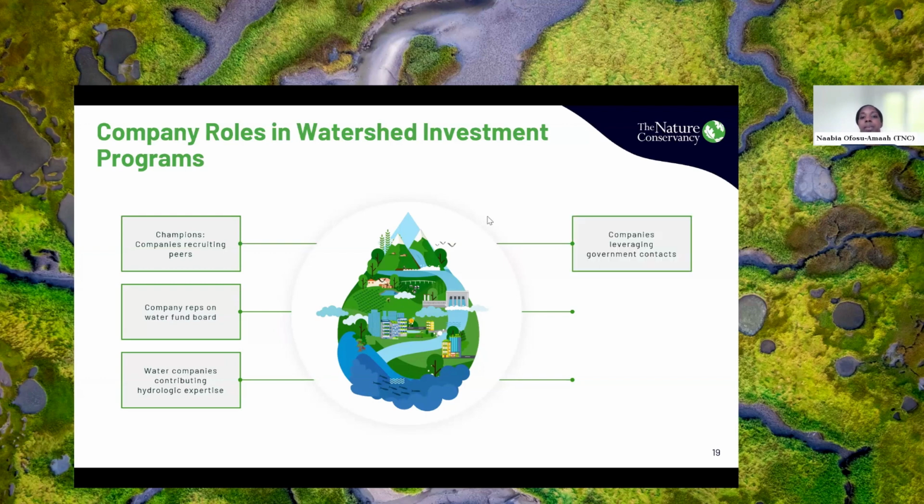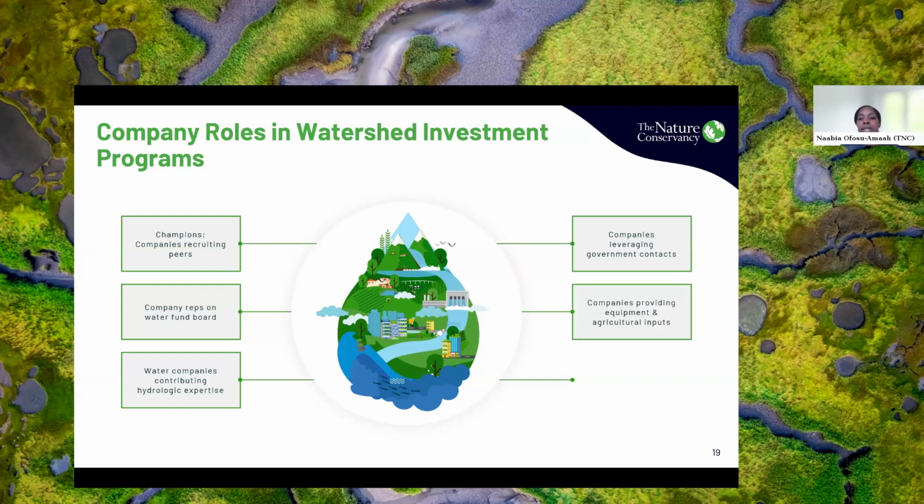Next, we also see companies leveraging government contacts. Sometimes there is a need for the watershed investment programs to engage with different parts of the local or national government where this work is taking place. And companies may be able to make those introductions or have connections that the Watershed Investment Program may not have. And also having their voice to advocate for the importance of watershed protection can also help to bring additional government contacts and entities on board.